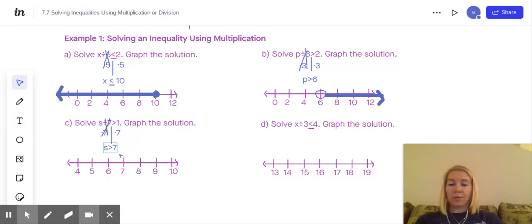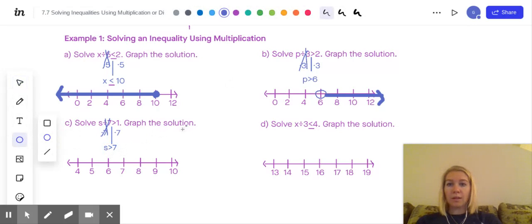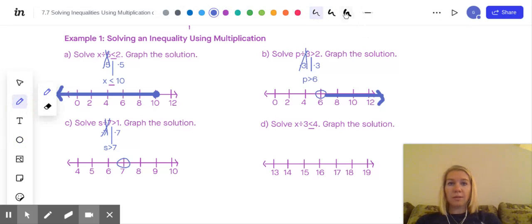Now, open circle or closed? It'll be open because it's just greater than, not greater than or equal to. So 7 is not a solution. Now, s needs to be greater than 7. So any number bigger than 7 is a solution. So our arrow will go to the right.